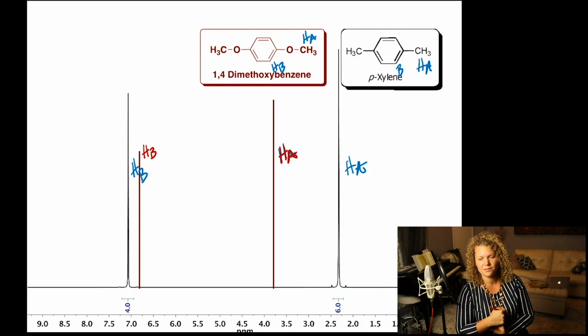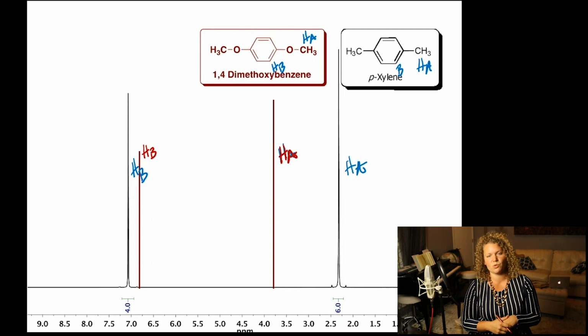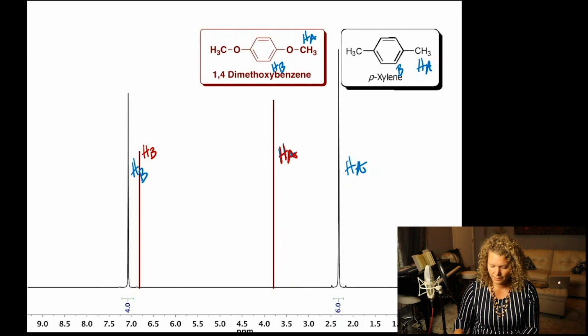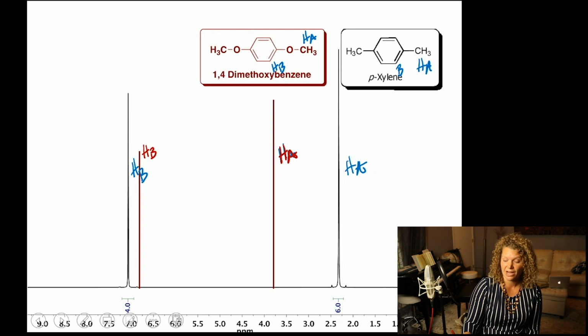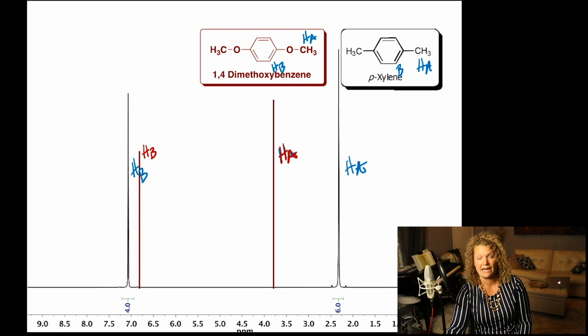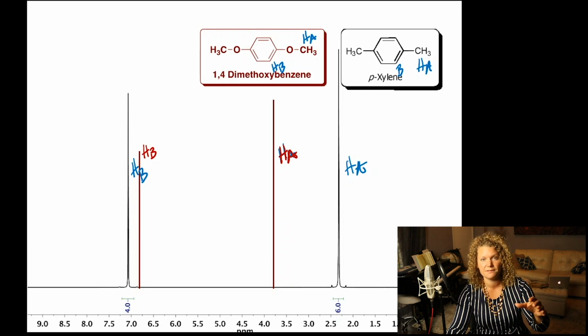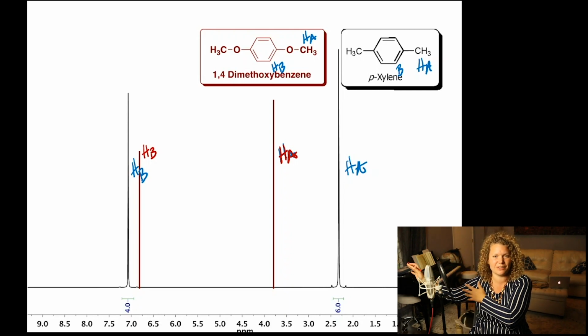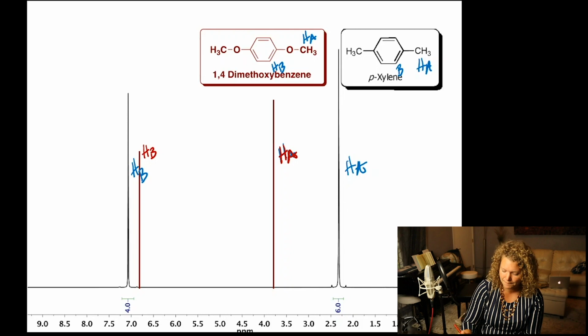What do you notice about the difference between these 2 spectra? Let's look at HA. The 3 protons on HA from paraxylene to 1,4-dimethoxybenzene, how did they shift? They shifted downfield. They shifted to higher ppm.